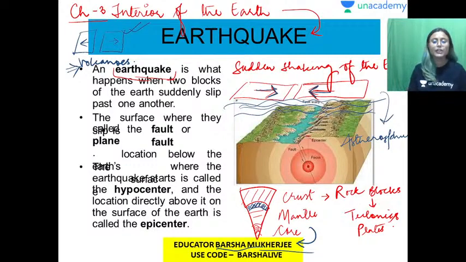Especially when two plates are moving towards each other, they collide, and then there is vibration, and that vibration leads to the generation of waves, and these waves reach the surface of the earth, and they create such shaking of the earth, which is known as earthquake.